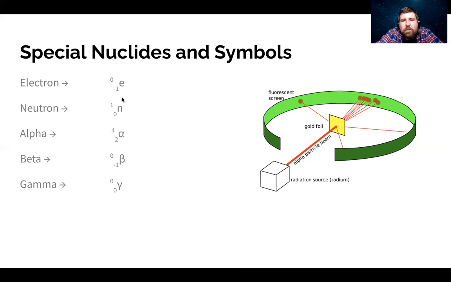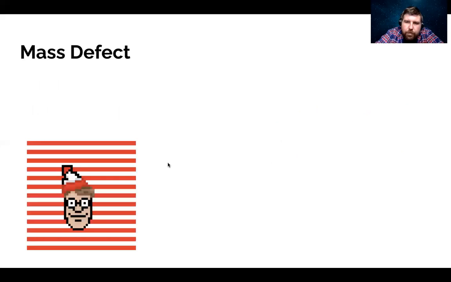Now these conventions may seem a little different, but I want to point out that the mass number on the top is the number of protons and neutrons. And down below, we normally have the atomic number. This can also be the charge. So for the electron, it's got a -1 charge. For the alpha particle, it's got a +2 charge. So that's essentially the notation there.